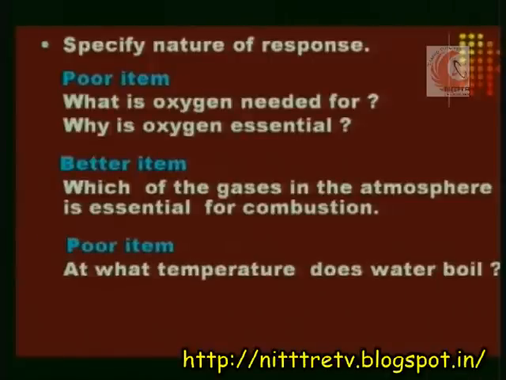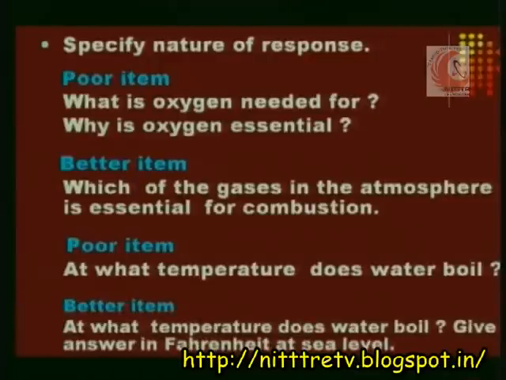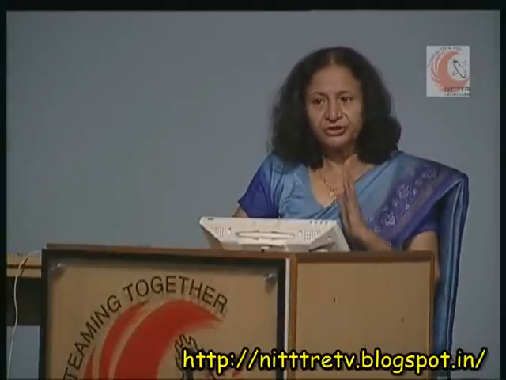Another poor item of this kind: at what temperature does water boil? Here also the answers can be different. So, be clear in writing the question: at what temperature does water boil, give the answer in Fahrenheit at sea level. Generally, when we ask examiners why this type of question is written, they say students know it. That is not the thing. The wording of the questions in the paper should be accurate.